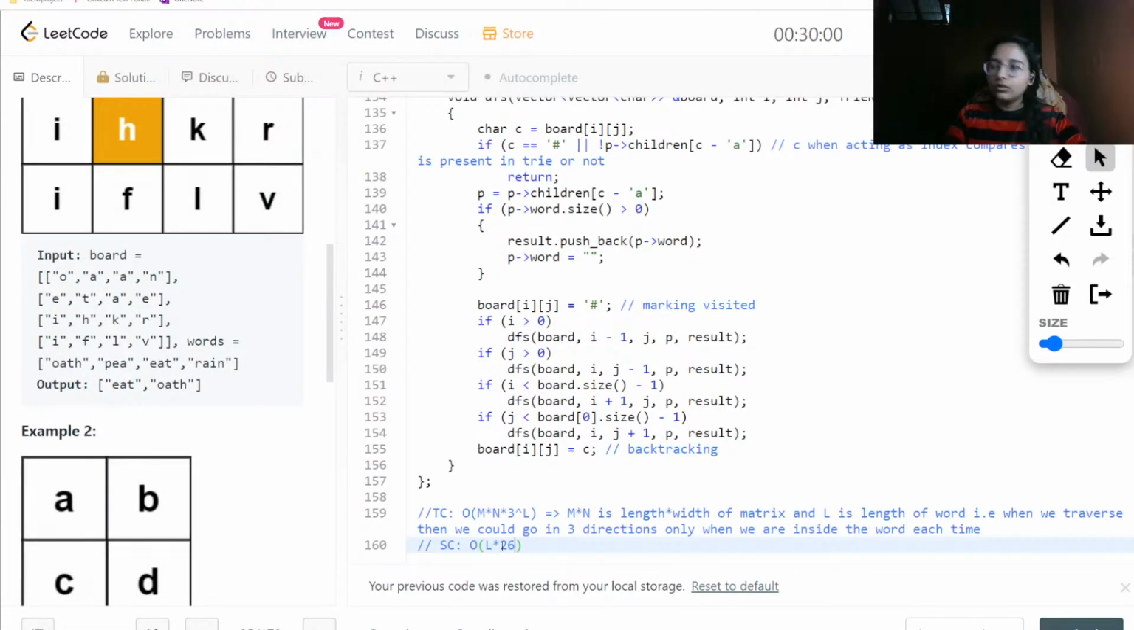So the time complexity for the same is m into n, because we are doing DFS over the matrix of m cross n, into 3 raised to power L. Now why 3 raised to power L? L is basically the length of the longest string which is there. So M into N is basically the length and width of the matrix, and L is the length of the word. That is, when we traverse, we could go in 3 directions only when we are inside a word each time. And how 3 directions?